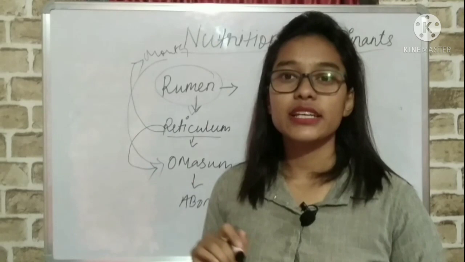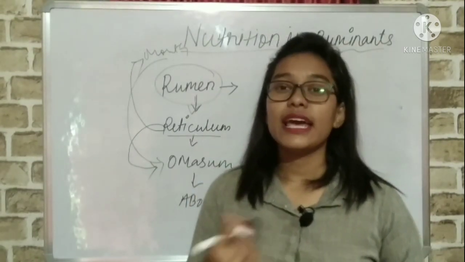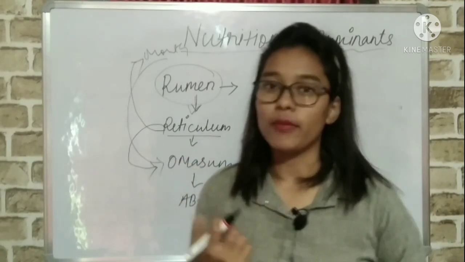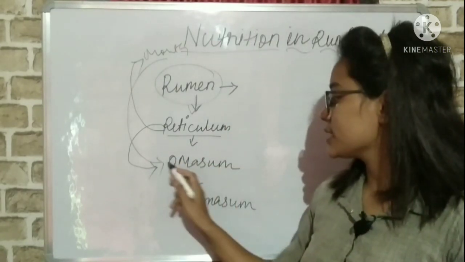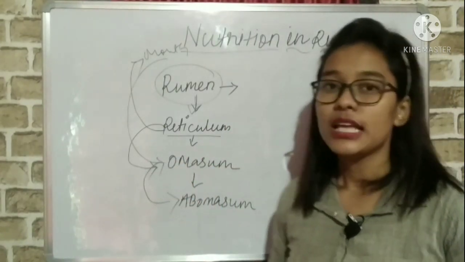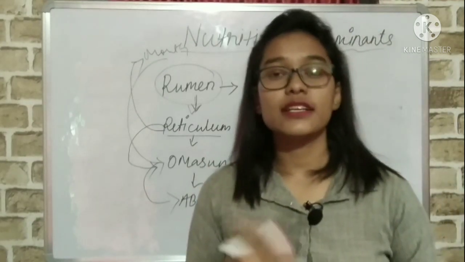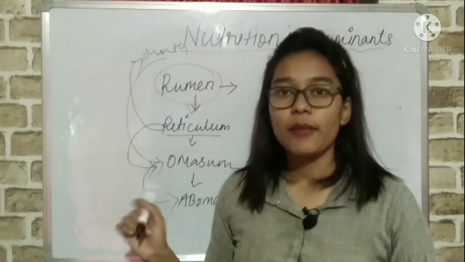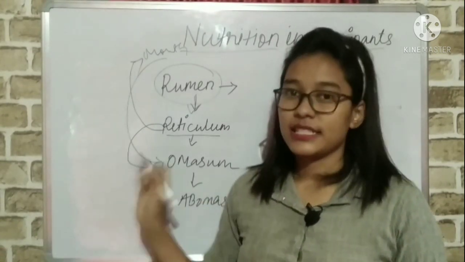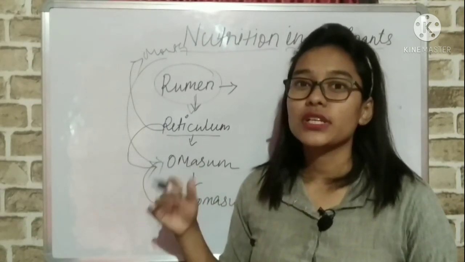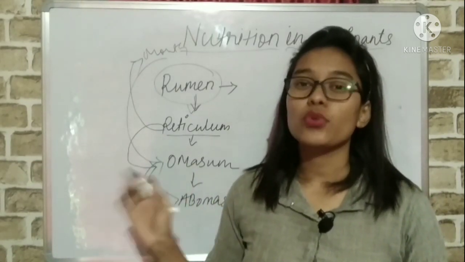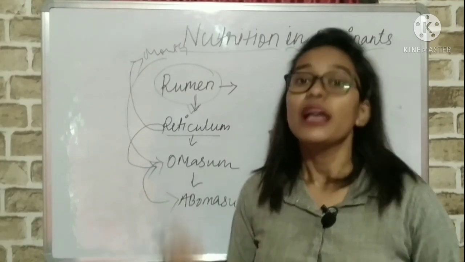So what happens here in the omasum? In the omasum, the excess water present in the food is absorbed. After absorbing, it is sent to the abomasum. This abomasum is also known as the true stomach. In the abomasum, the complete digestion takes place because the gastric glands secrete gastric juices, and the process of digestion begins from the abomasum.